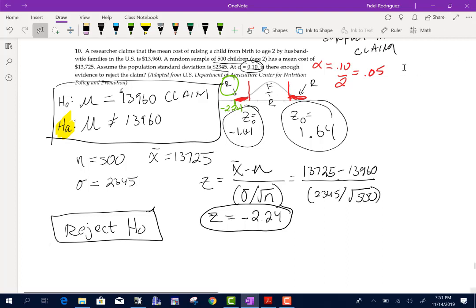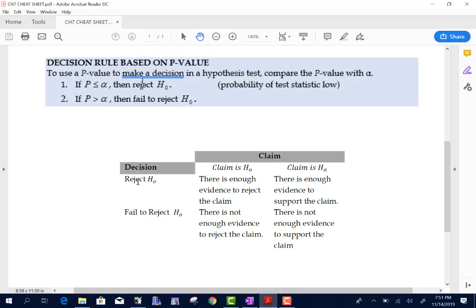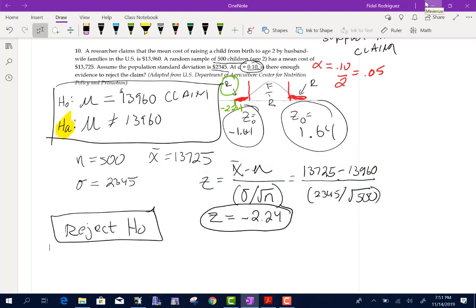Now, my question to you, is our null the claim? Is the H0 the claim? Yes, it is. Okay, so I'm going to come back over here. Look, we're going to reject it, right? And because the H0 happens to be our claim, then we're going to say there is enough evidence to what? That's all we're going to say. There is enough evidence to reject the claim.